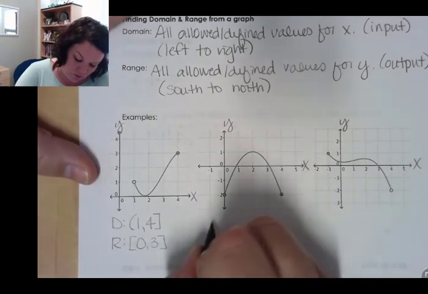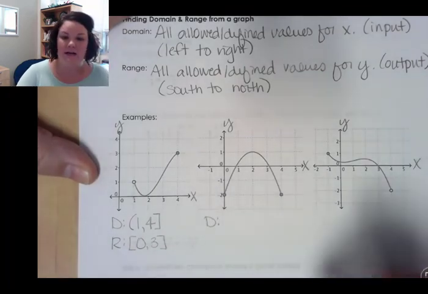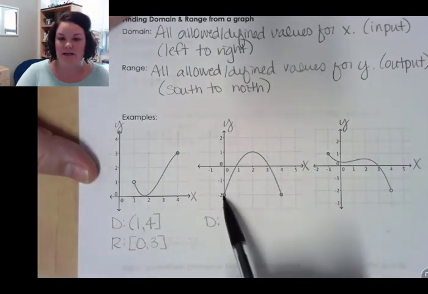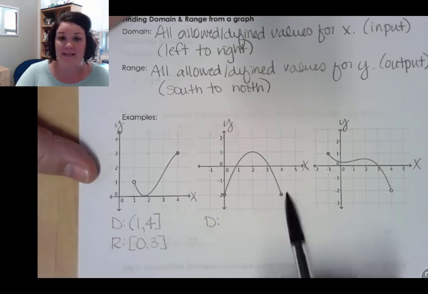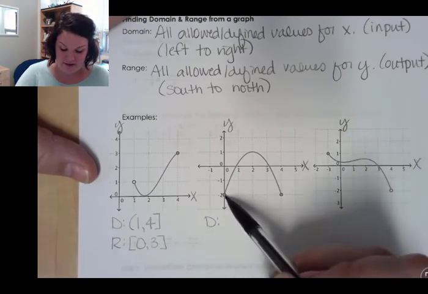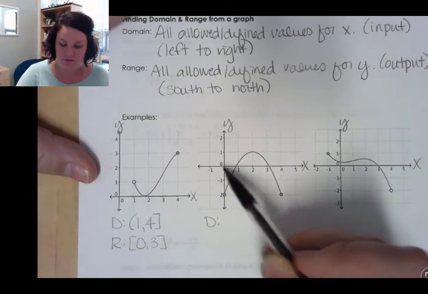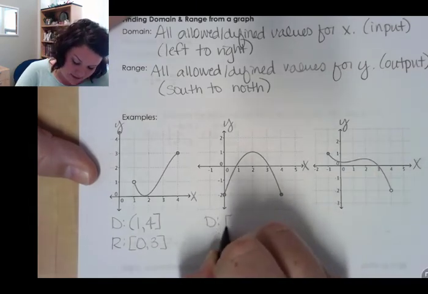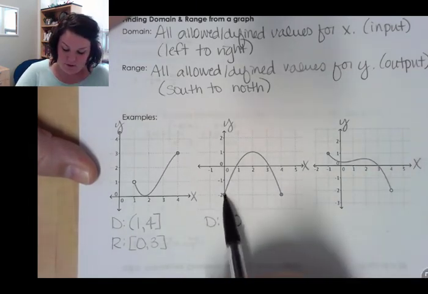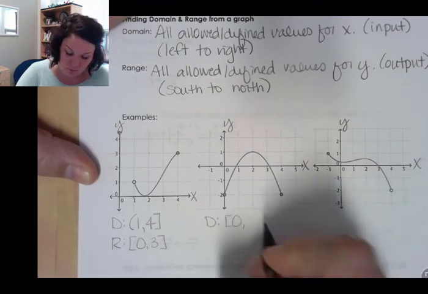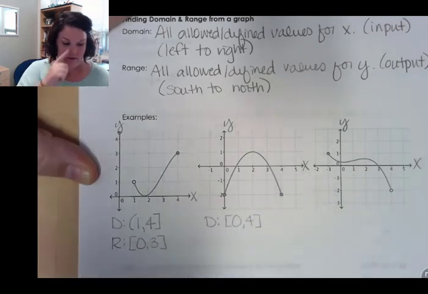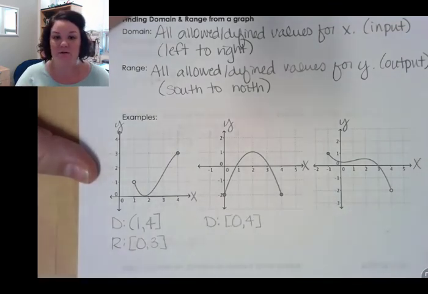Next one, domain is left to right. So I know how far this picture goes left to right. Well, it goes from this dot to this dot. So left to right is my x-axis. So the x value at this point is 0, and it's included because it's a solid point. And we go all the way over to this point. The x value at that point is 4, also included with a bracket, okay, because it's included.